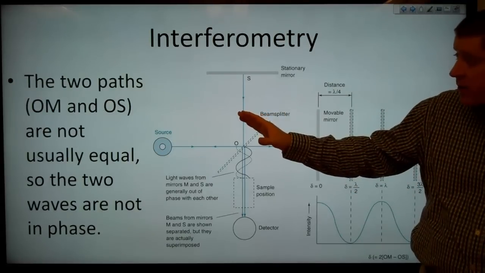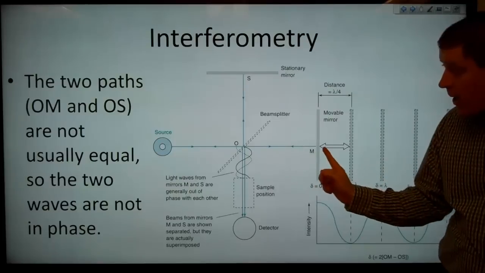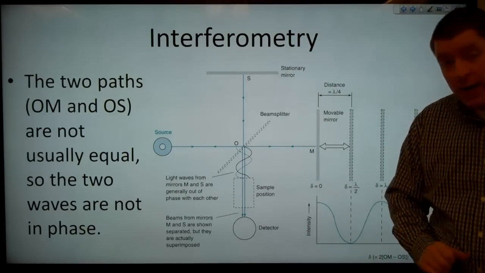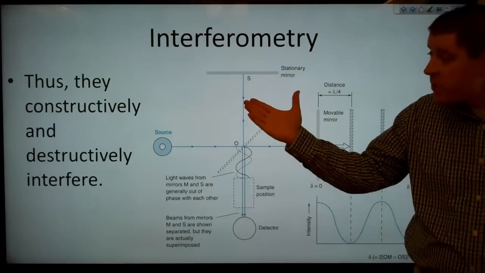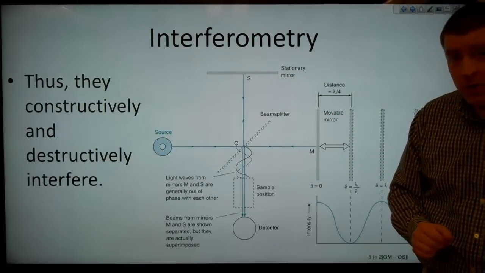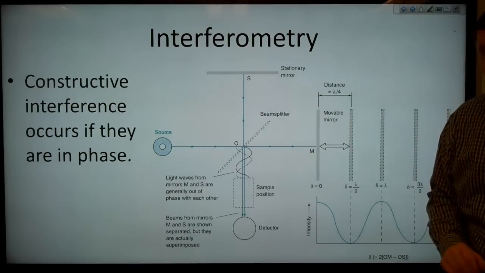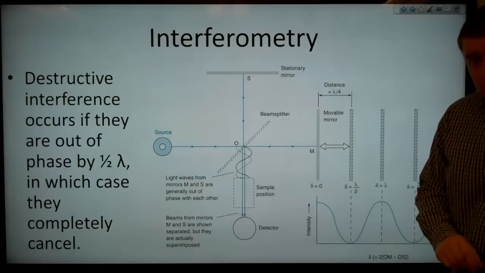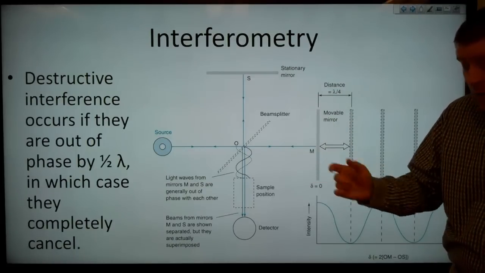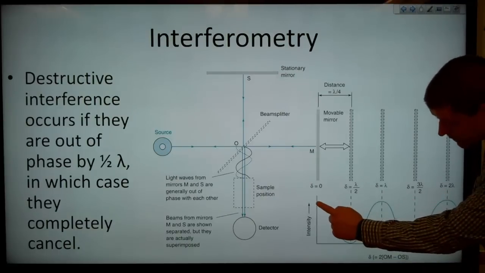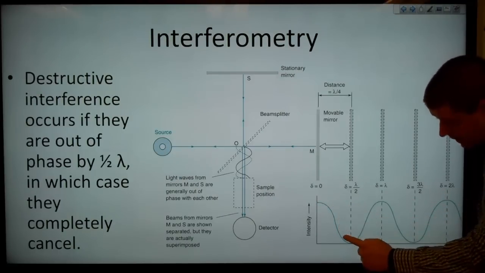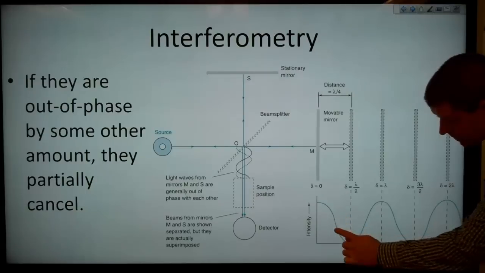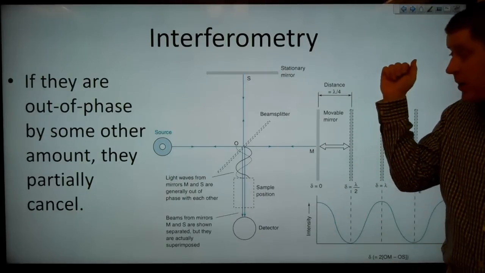So our two optical paths, OS and OM, are not usually equal. So the two waves are not going to be in phase once they get combined again after the beam splitter. And this means that they're going to constructively and destructively interfere. Constructive interference will occur if they are in phase with one another, and destructive interference will occur if they are out of phase by half lambda, half the wavelength, in which case they will completely cancel. So we'll have an alternating intensity between constructive interference and destructive interference. Now if they're out of phase by any other amount, then they're going to partially cancel and we'll get some intensity of light in between those two values.